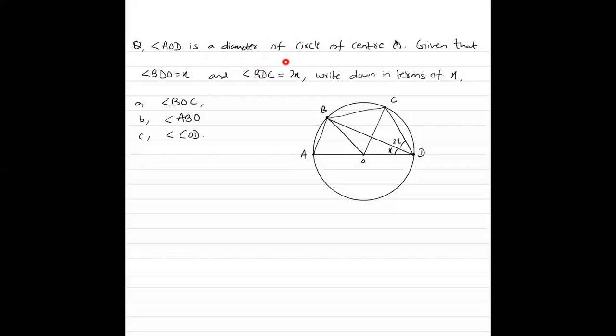AOD is the diameter of a circle of center O. Given that BDO is x and BDC is 2x, write down in terms of x the angle BOC. BOC is this angle. Try to recall all the properties that you have studied with me so far, the angle properties, and see how you can work out the angle BOC. BOC means angle at the center. Is there an angle from the same chord that is being made on the circumference?